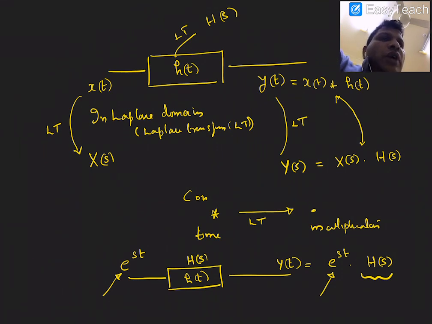I hope that you understood the video. You can also try with cosine omega t or omega naught t. The same results you will get, but the signals will be represented in terms of cosine omega naught t. But here the signal x of t is represented in terms of e power st. I hope you understood the video.